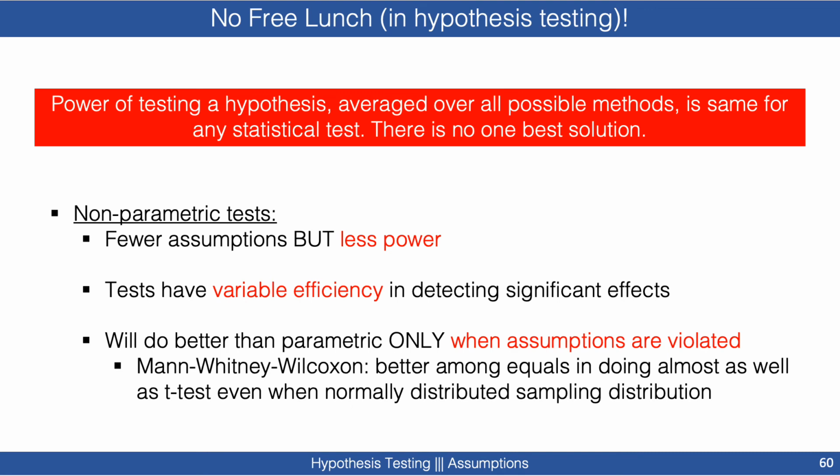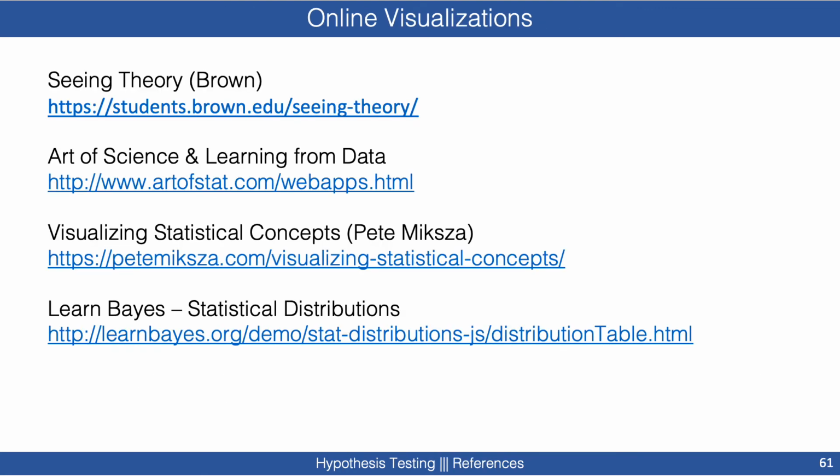And the Mann-Whitney-Wilcoxon test is one of the best to detect changes when the conditions are not met for a t-test or a z-test. There are beautiful visualizations that I encourage you to look at for the concepts we have given you. There is no better way to understand this than by playing with data. So please go to these sites and play with the data.